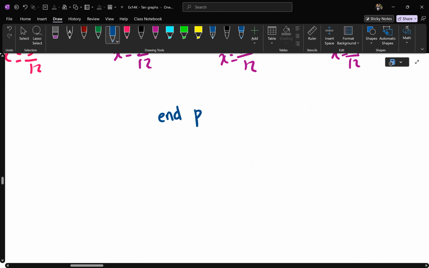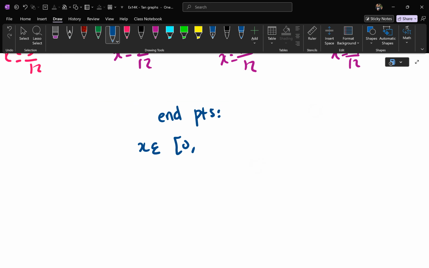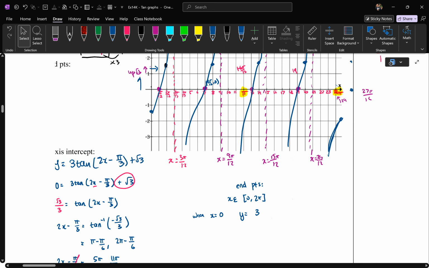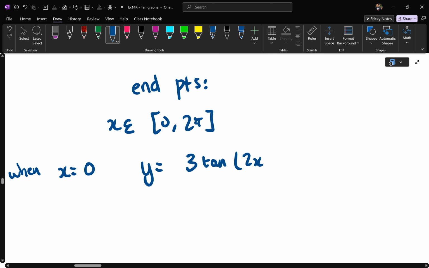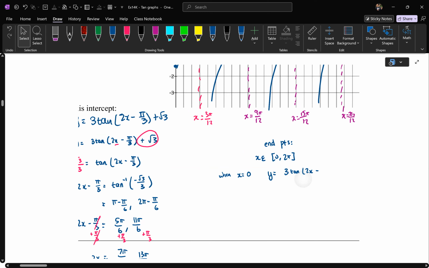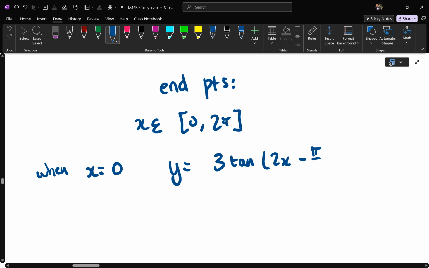Just to finish off, because you may not have known how to find the endpoints. For those who don't know, I'm just going to be explicit about it. The endpoints, the domain was between 0 and 2 pi. So I just don't know when x equals 0 and when x equals 2 pi what the actual answer is. And this is what you do. When x equals 0, you sub it in. So y will equal to, I think it was negative or positive 3. So 3 tan of 2x, is it minus as well? Yeah, minus pi on 3. Plus root 3, you're subbing 0.